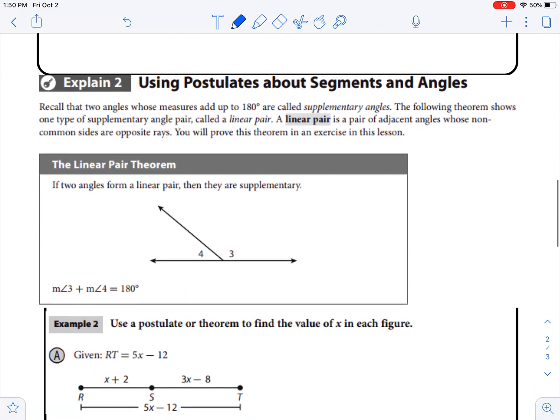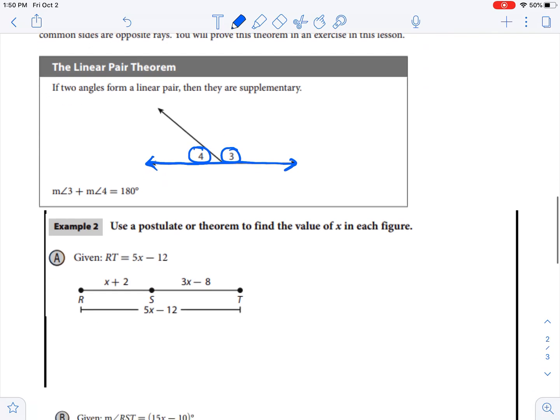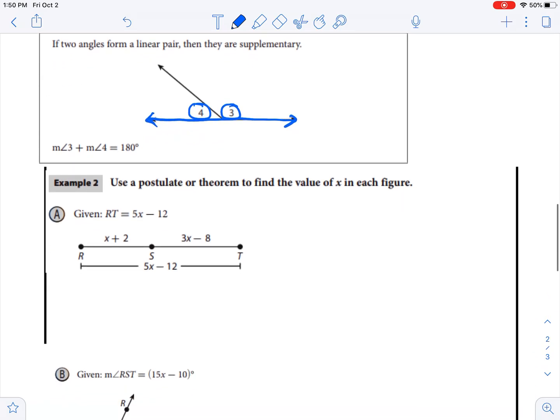Okay. Next thing, just a couple things to point out. If two angles form a linear pair, so this would be a theorem that we're going to use. So if they form a line, if I connect these two and they form a line, then these two angles, 3 and 4, are going to add to 180. That's what we're saying. So we'll use that property when we set that up.